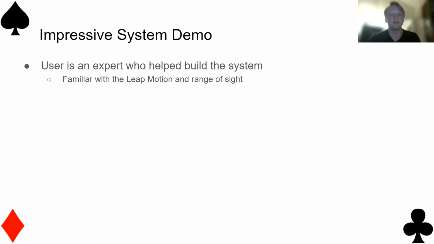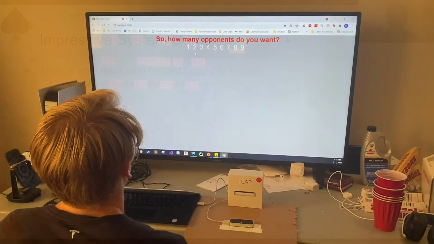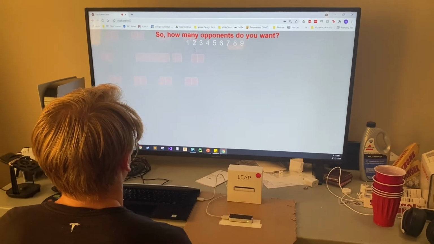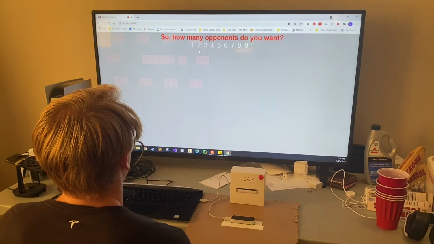To start with our impressive system demo, we've got an expert who helped build the system here. They're very familiar with the Leap Motion and the Ranger site, and they're going to show us what the system is designed to look like. This is Spencer Highland from Dogs Playing Poker, and Spencer is demoing our system as an expert.